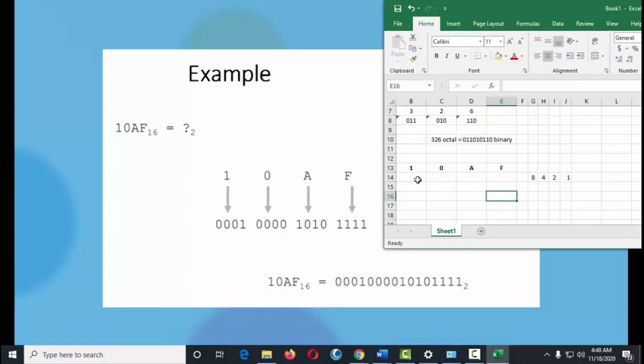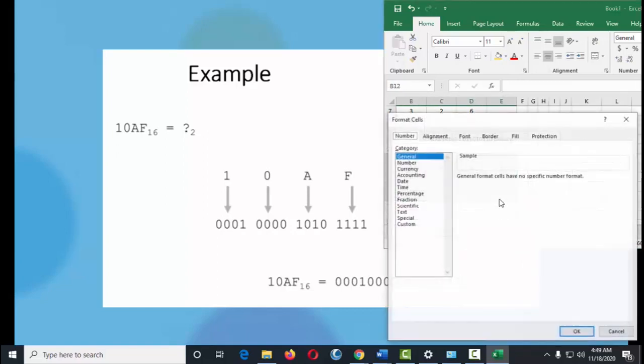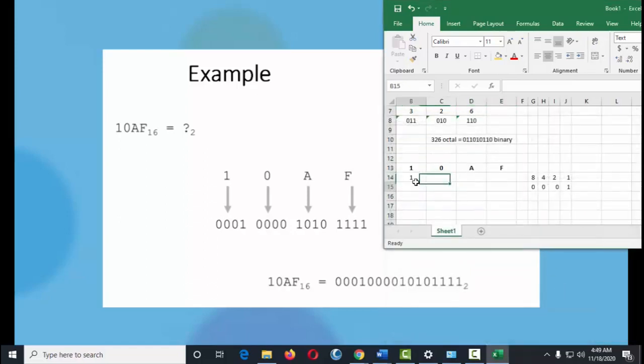As a solution for 1, of course, the only one that has 1 is here. All the others are 0, 0, 0, 0. So that is your answer for 1. For 0, of course, it's all going to be zeros. Let me just change this to text so that it won't automatically convert. Remember, it should always be a 4-digit. So for 0, you will have all zeros.